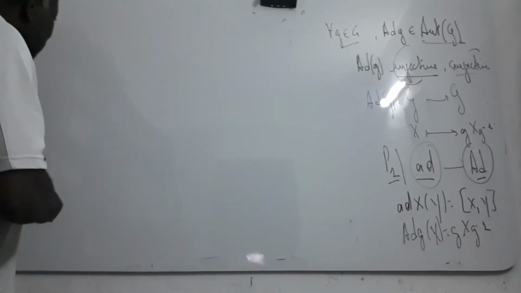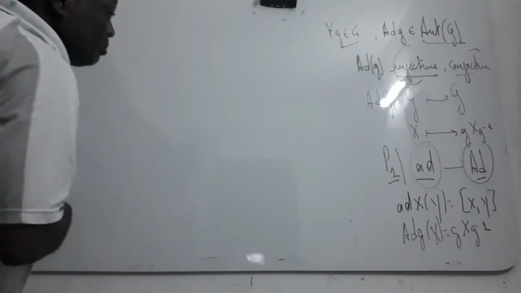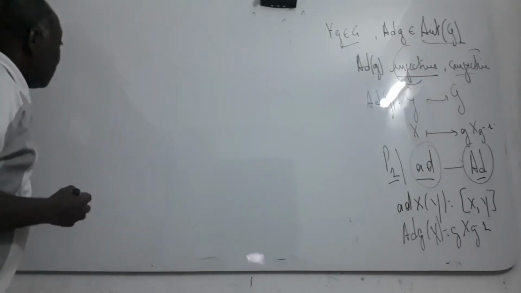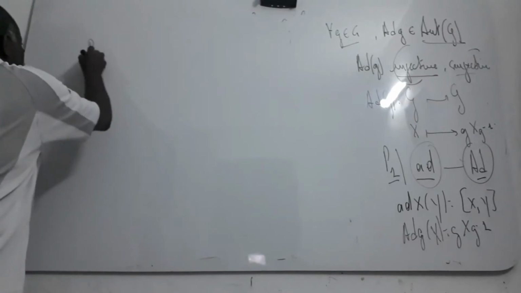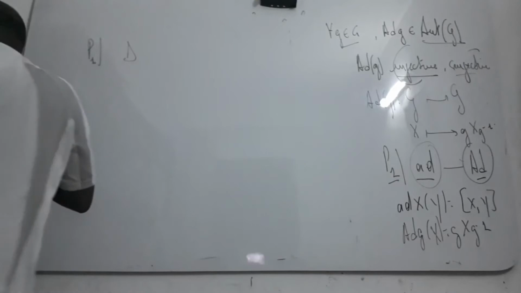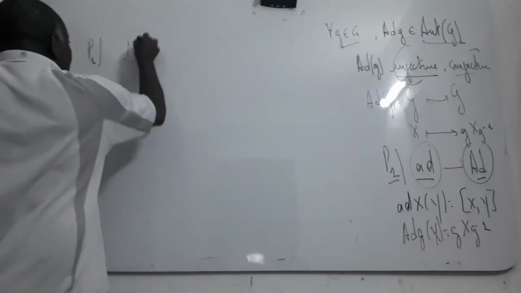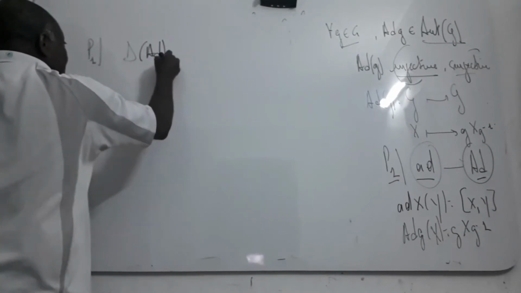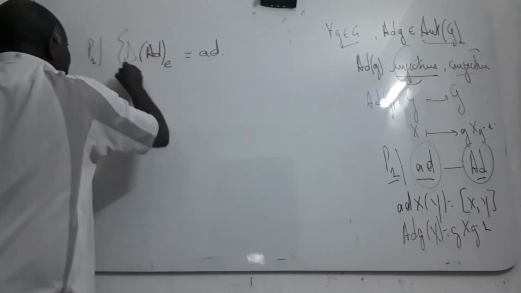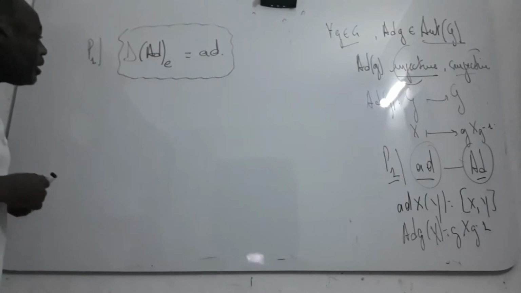What kind of relationship can you get from the two? You can prove, for property 1, that the derivative of AD at 0 is exactly what you get. This is the first result we can easily prove.